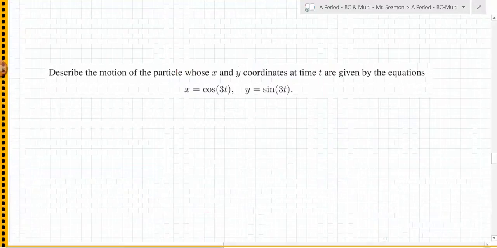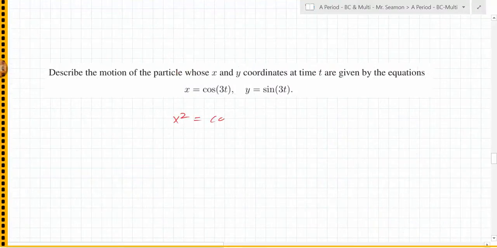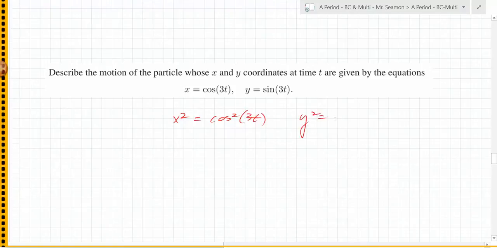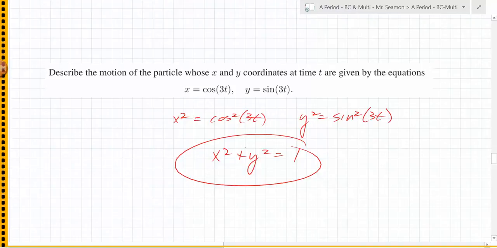Wait, x squared equals cosine squared of 3t. It's going to move faster. Oh, it is. It's going to be the same exact thing, except it's going to move faster. Because if you add these two together, you still get x squared plus y squared is equal to 1. Does this equation give you everything you need to know about this? No. You've stripped some of the detail. You just have the path now.